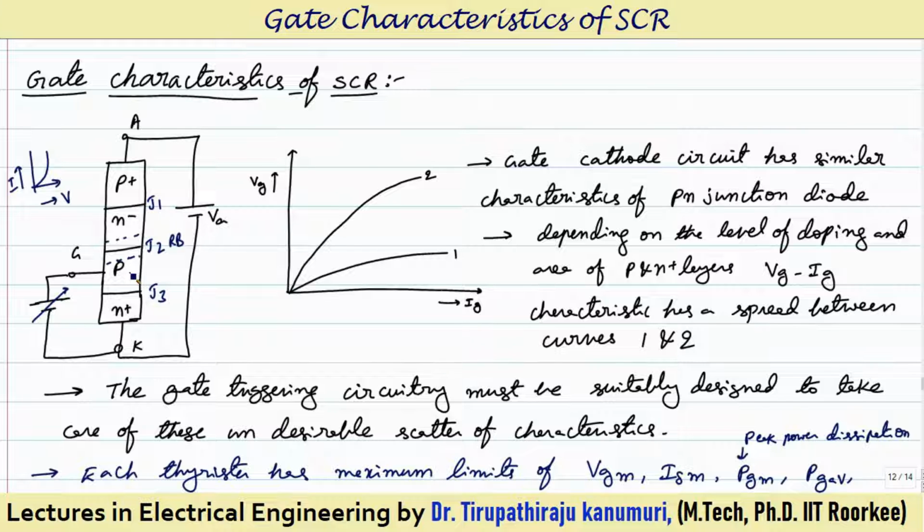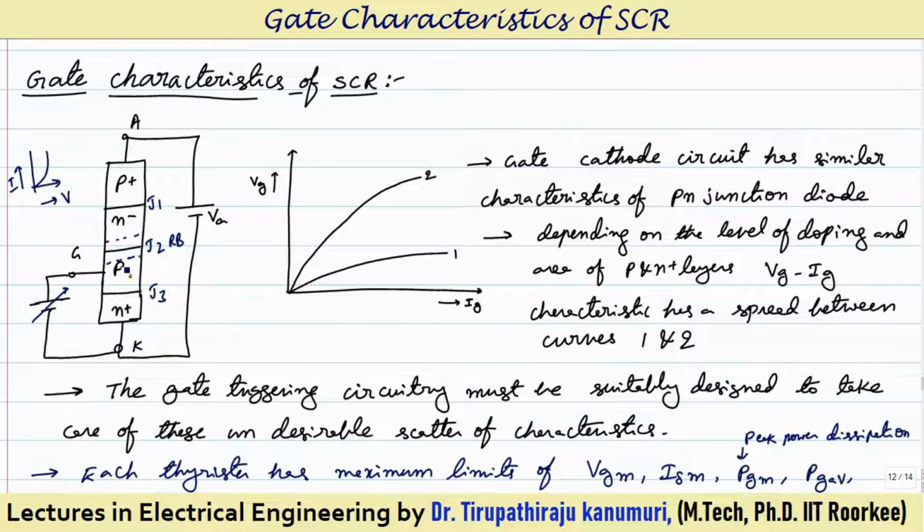Some of these carriers will cross this junction because they act as minority carriers for this junction. Recombination happens. Because of that, the depletion region of J2 decreases. This is the cumulative action and finally it will turn on. So this is what we have seen. Today we are mainly concerned about the gate characteristics.